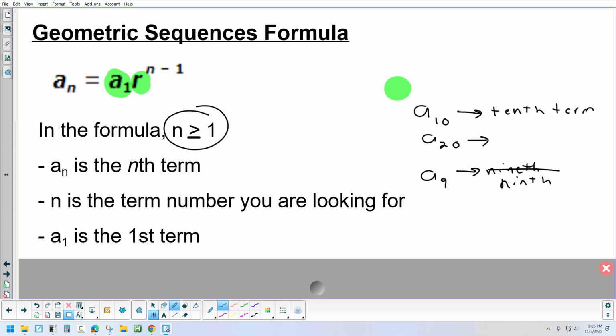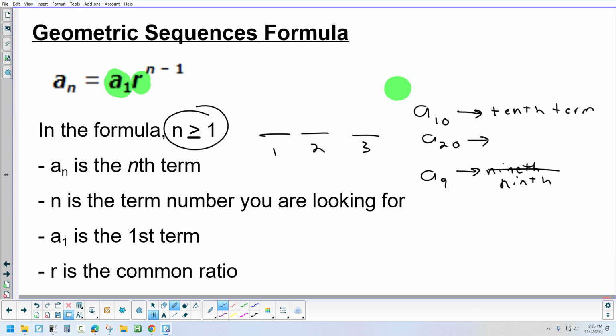Think about it as people finishing a race. There's first, second, third, fourth. There's nothing before first, and there's nothing between first and second. Same thing with terms in a pattern. This is the first term, that's the second term, that's the third term. There's nothing between the first and the second. They're right next to each other. And R is what you multiply by each time to get from one term to the next.